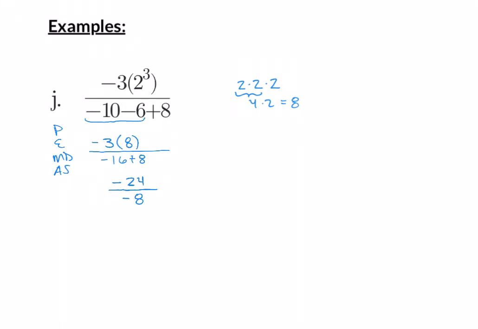Once we've simplified the numerator and simplified the denominator, we can now bring it together as one problem. So negative 24 divided by negative 8. 24 divided by 8 is 3. My negatives cancel, and so that is my final answer, 3.